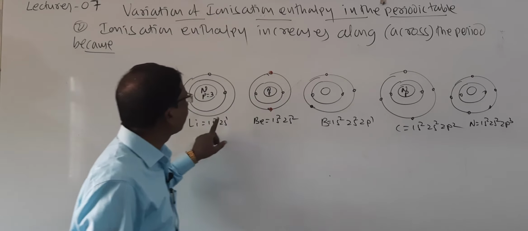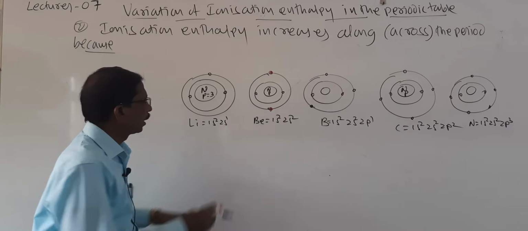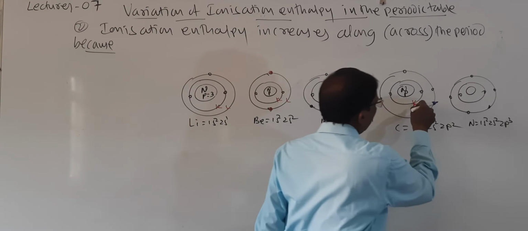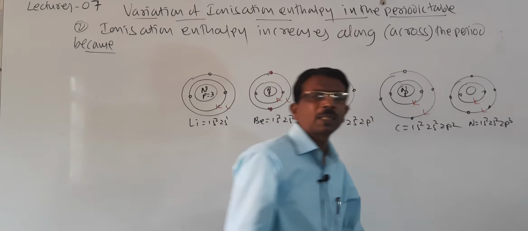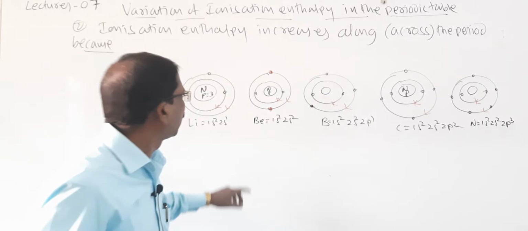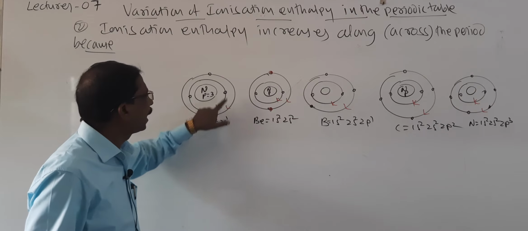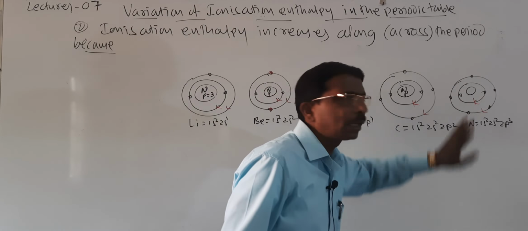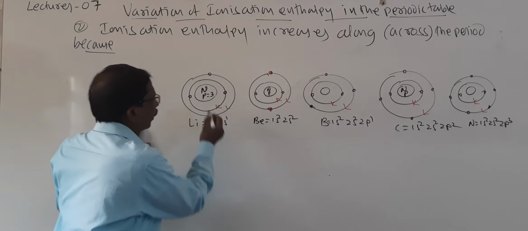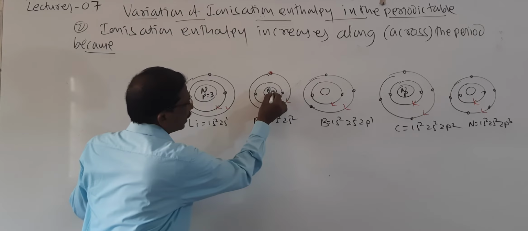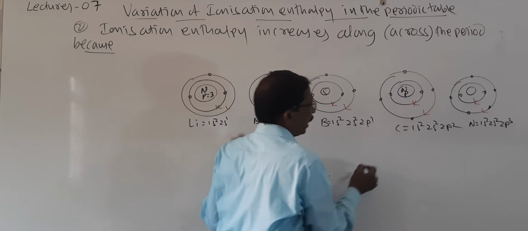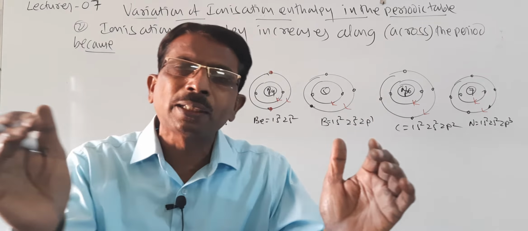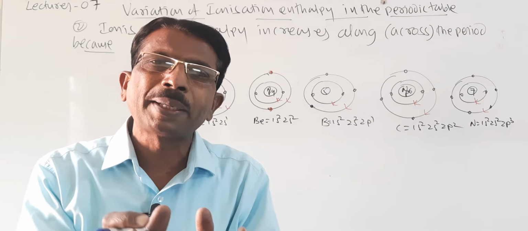Look here. So what happens here? The number of shells, K and L, is only 2, and the newly added electron enters the L shell. So here the protons are 3, here 4, here 5, here 6, and here 7. Like this the nuclear charge goes on increasing, but the principal shell remains the same.